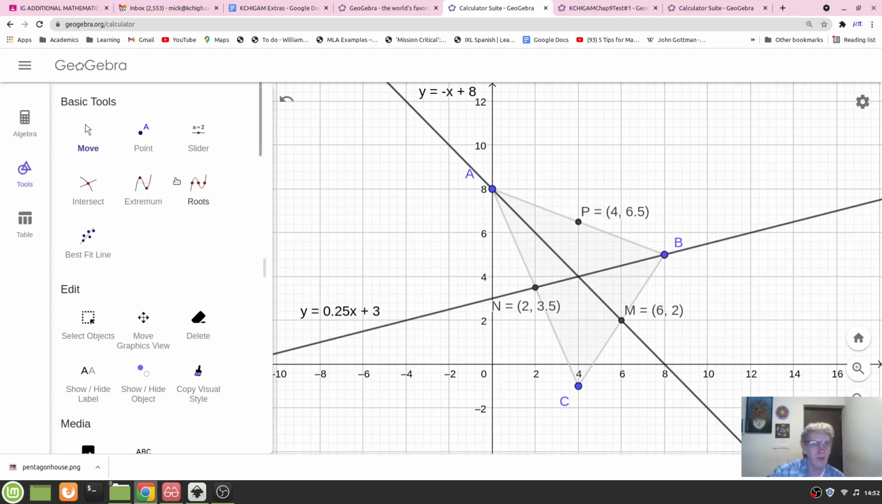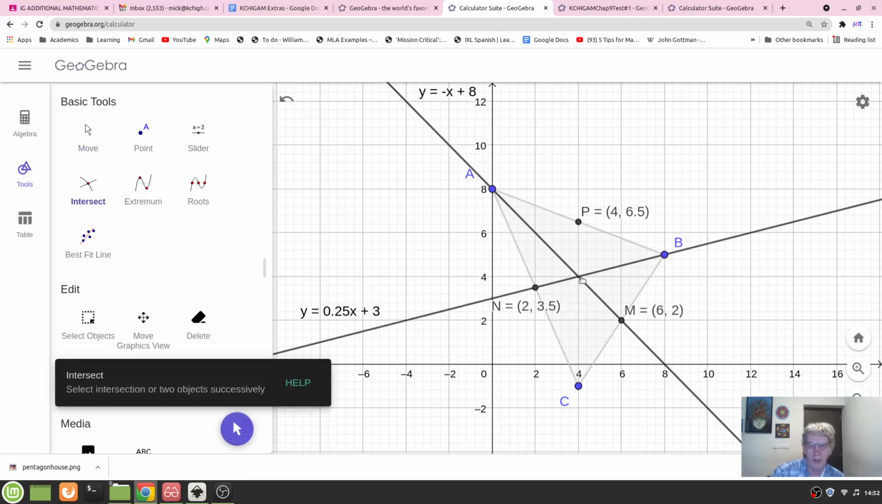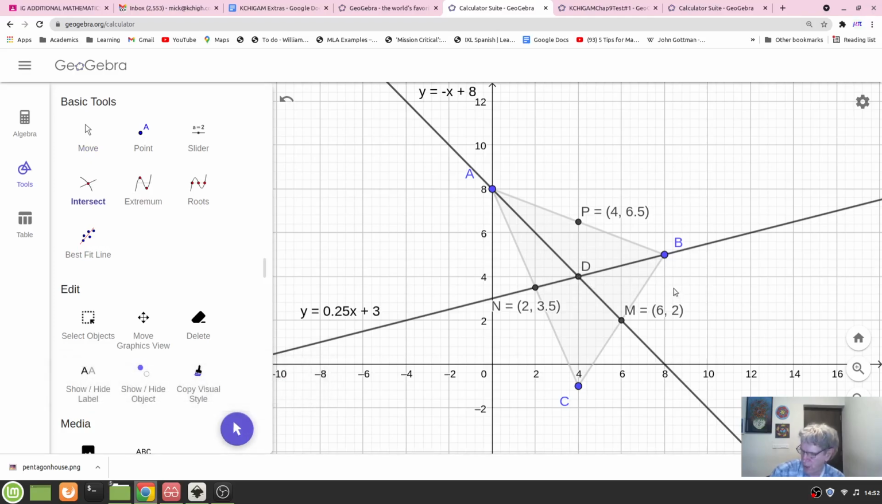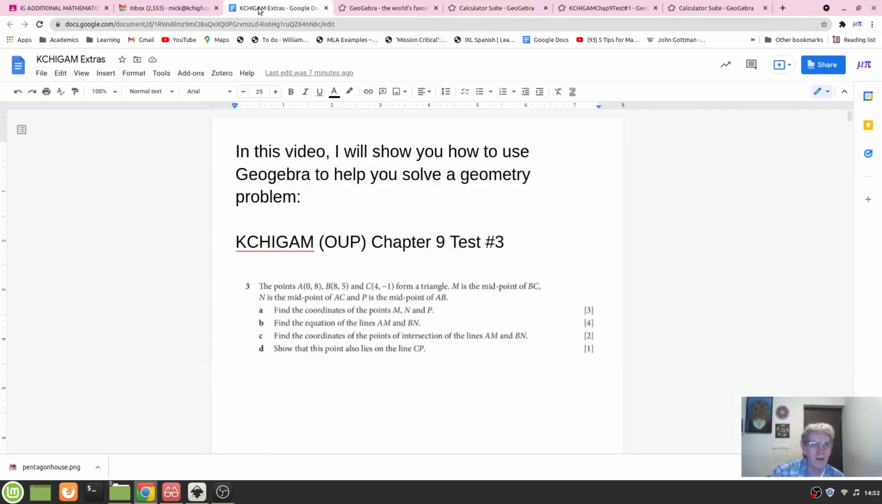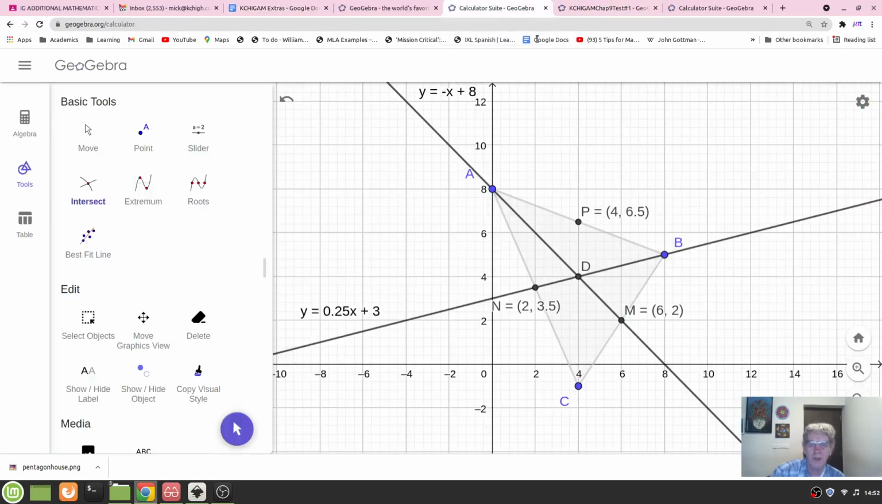Now I need the intersection point, so I'm going to come up to intersection, which is here, and I'm going to click on the point, and there's that intersection point. I don't know if they gave me a name for that intersection point. Find the coordinates of the point of intersection. No, so it'll also be D, okay? So now I have to show that D also lies on CP. Well, there's an easy way to do that. I could, for example, just say, yeah, the coordinates of D, okay?